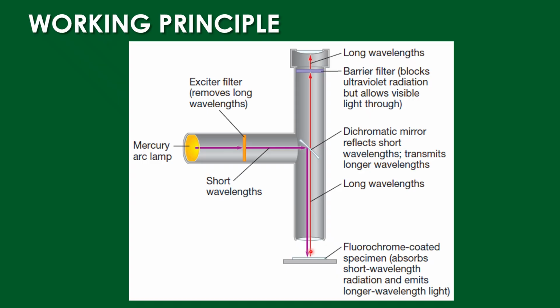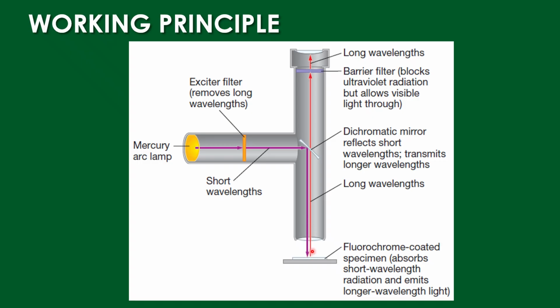fluorochrome coated specimen. The fluorochrome coated specimen absorbs the shorter wavelength radiation and emits longer wavelength light. Here the purple color line shows the shorter wavelength light, and after reaching the specimen, the shorter wavelength radiation is emitted as a longer wavelength light. Here the longer wavelength light is shown in red color.